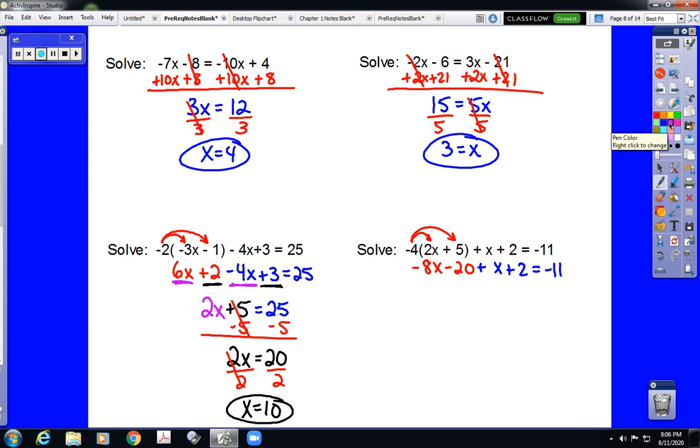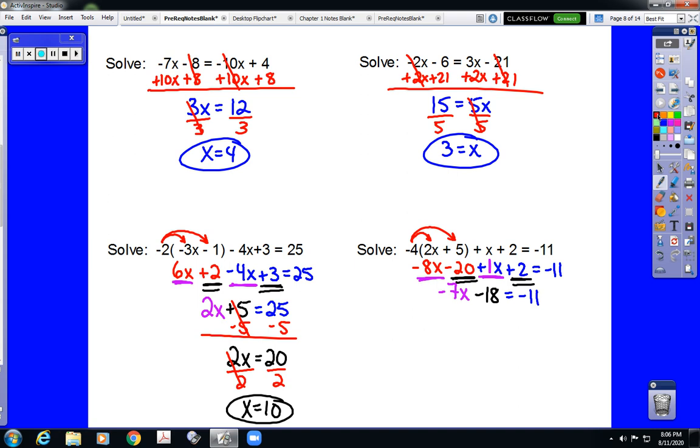We're going to go in and combine like terms. We've got a negative 8x and a positive 1x. That would be negative 7x. And we have a negative 20 and a positive 2, which would be negative 18. I'm going to add another line underneath those just so they look different even in black and white. Okay, and that would equal negative 11.